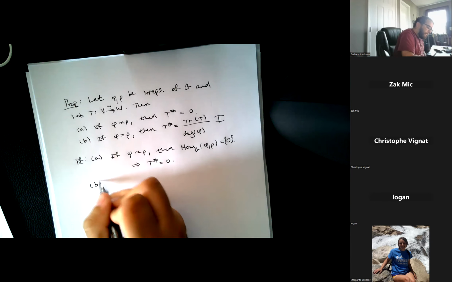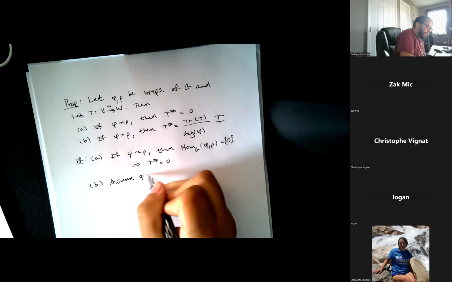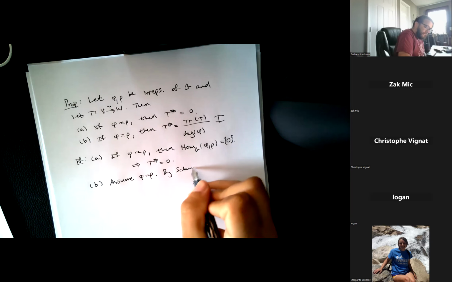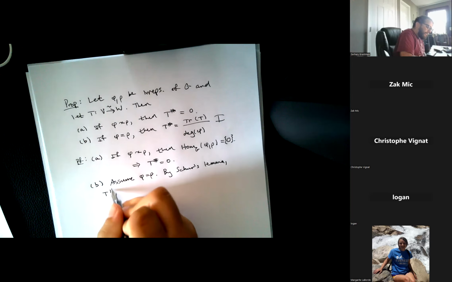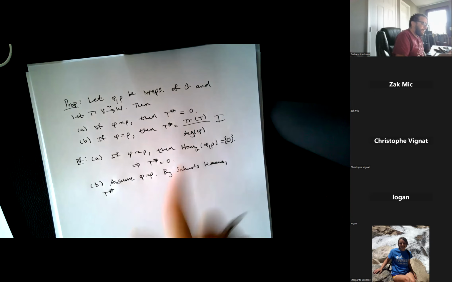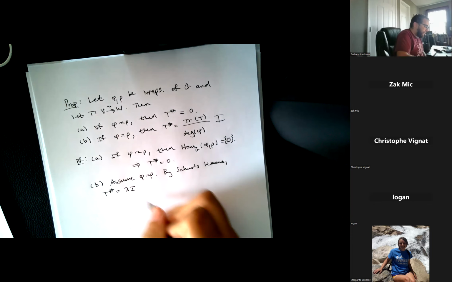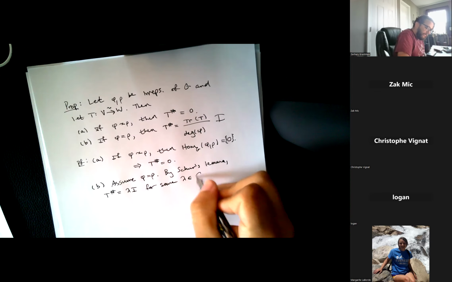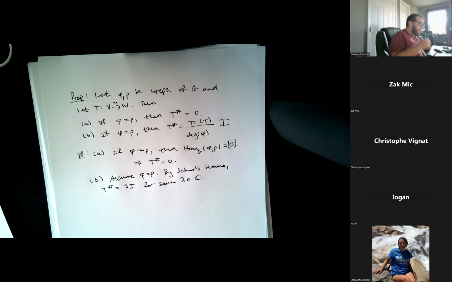For part B, assume that phi is equal to rho. So by Schur's lemma, we have that t sharp, which again is in the Hom space, it's a morphism, is equal to lambda times I for some lambda in C. So this comes from part B of Schur's lemma as we previously proved it. Now what we want to do is get a little more specific and actually solve for lambda.